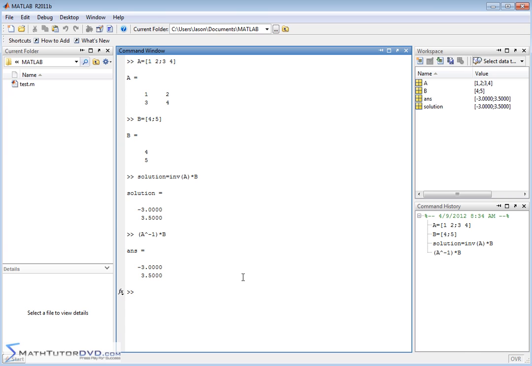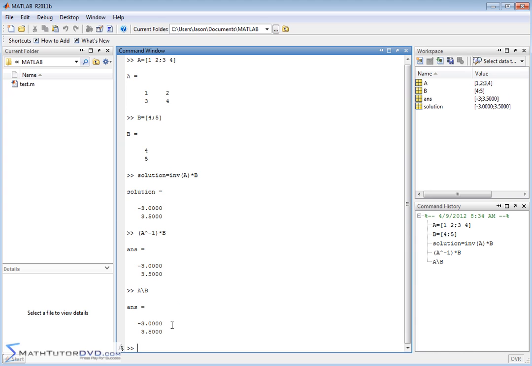Now also, there is a shortcut way of doing that. If you take matrix A and do the backslash key, and then put matrix B immediately after, this backslash key is basically going to cause it to solve the system and give you the same answer. Let's go ahead and double check that first. We get the same answer.